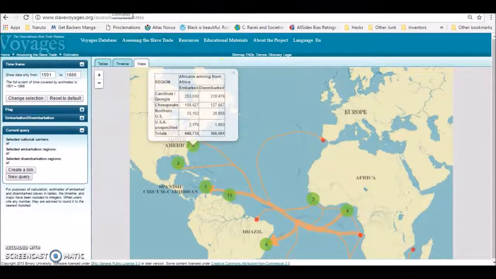Now look, the amount of people they say they brought over here in the northern U.S. part, which is New York and all that area, is 33,102, and the amount deported is 26,955. So basically 27,000. So do the difference between that. That's like what, 6,000 absolute number of slaves that they kept in that area.